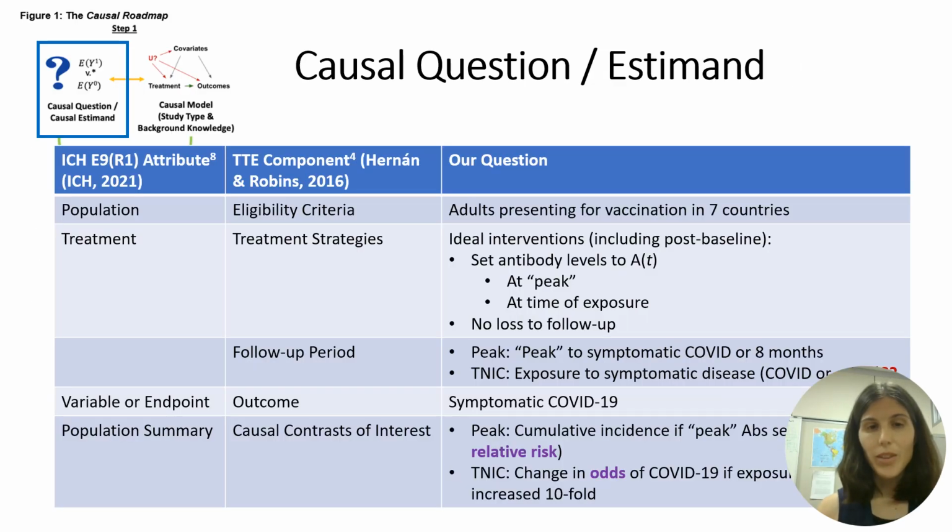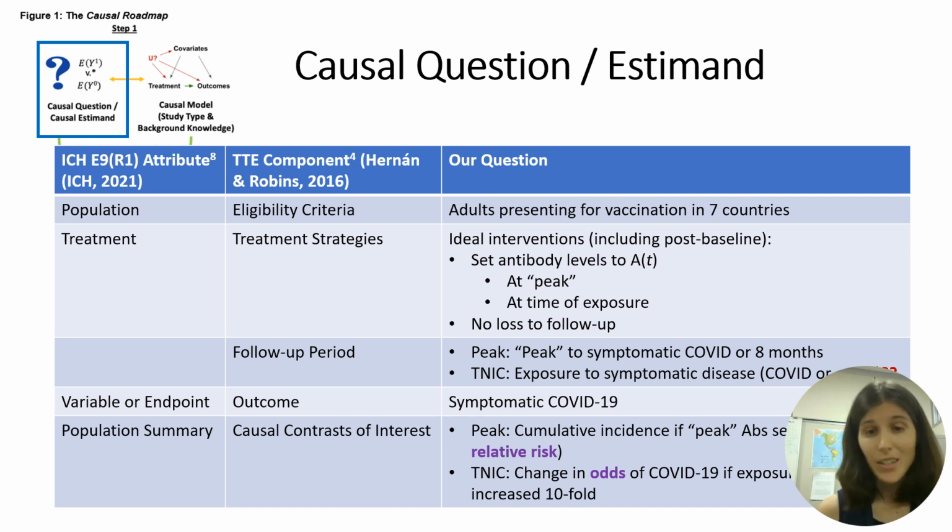So let's start following the steps of the roadmap by defining our causal question and estimand, and I'll do that using not only the target trial emulation protocol components, but also the ICH E9R1 estimand attributes, which are pretty similar. We'll start with our population or eligibility criteria, which include adults presenting for vaccination in these 7 countries. And then we'll talk about our treatment strategies.